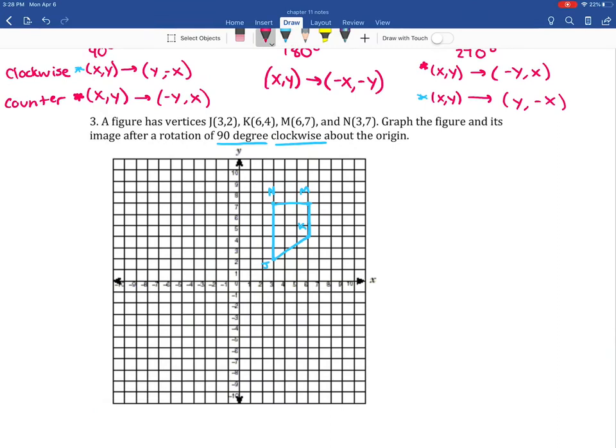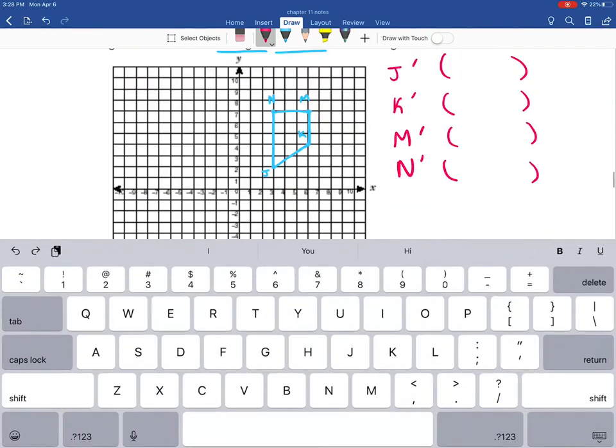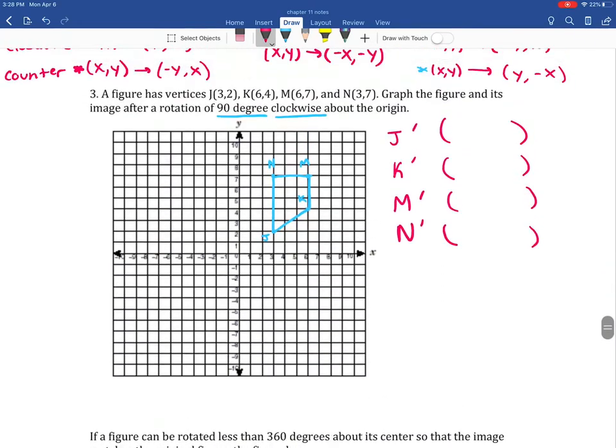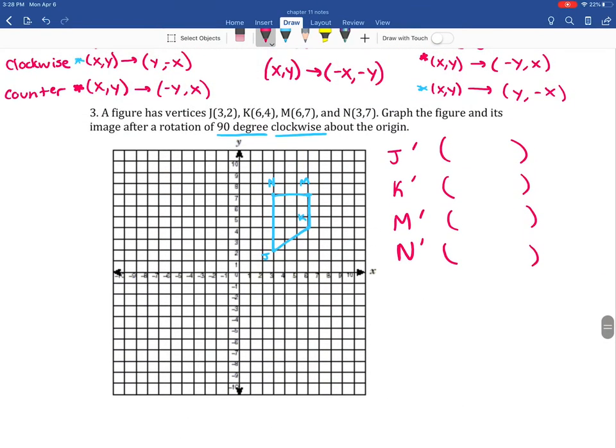So I'm going to write out my coordinates. I'm going to have a new J prime, K prime, M prime, and N prime. I'm setting everything up, and then I will go to my graph. If my rule is 90 degrees clockwise, I know that my x, y are going to switch places, and the original x is going to become the opposite sign.